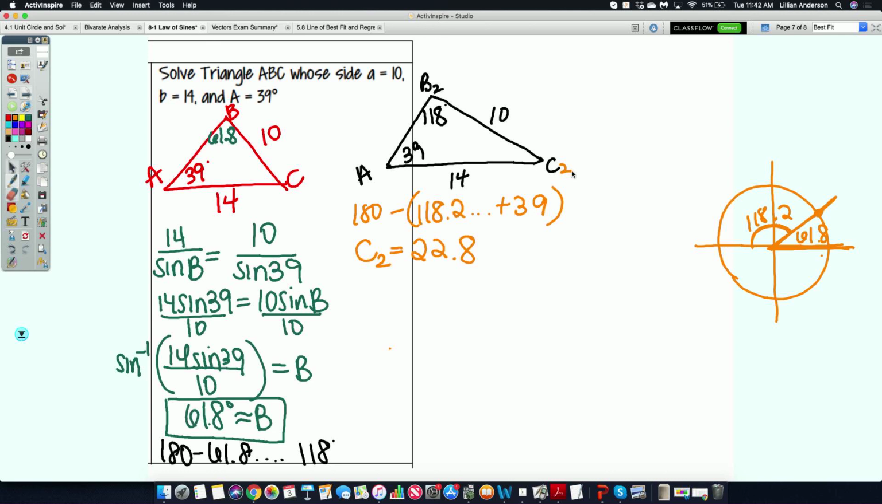So right now, in the red triangle, I have angle B. I need to find angle C and side C. In my black triangle, I found angle B already. I just found angle C to confirm that that is indeed going to be a second triangle here. So the last thing I need to find on my black triangle, my second triangle, is side C. Okay, so let's finish up the black triangle. We'll come back to the red triangle. How do I find side C in the black triangle?